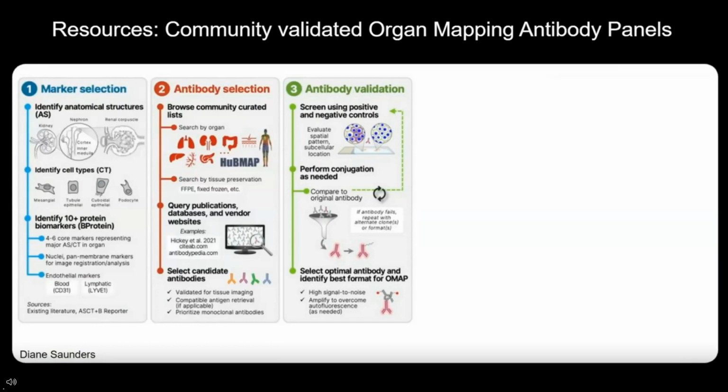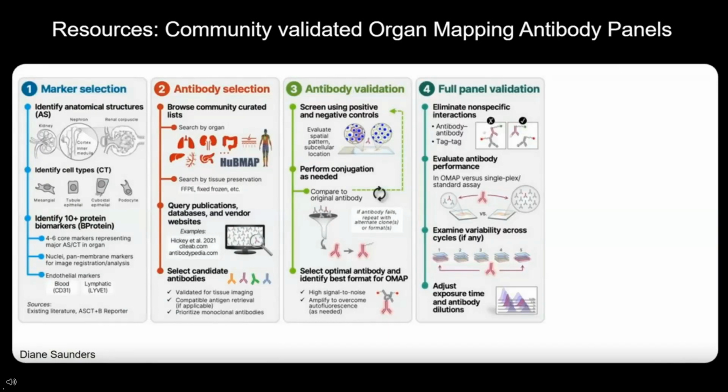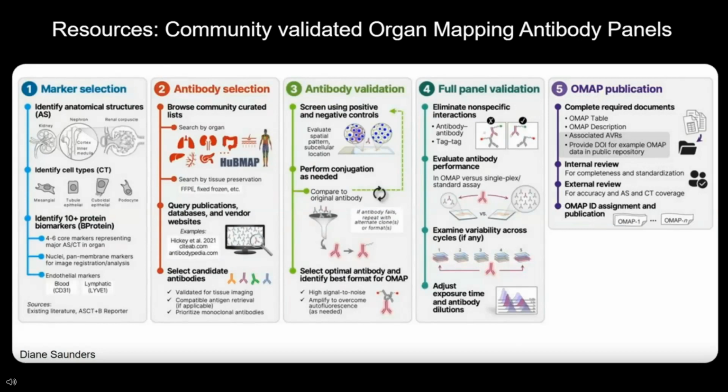Then you have to validate the antibodies, as we mentioned, the rigor that goes into that, and then validate the full panel, which, as highlighted before, involves eliminating those non-specific interactions, looking at the performance of the antibody across cycles, and adjusting exposure times. And so in the end, you have what's needed to publish an OMAP and get it marked with a digital object identifier. It requires an OMAP table, an OMAP description, and the antibody validation reports, along with review.